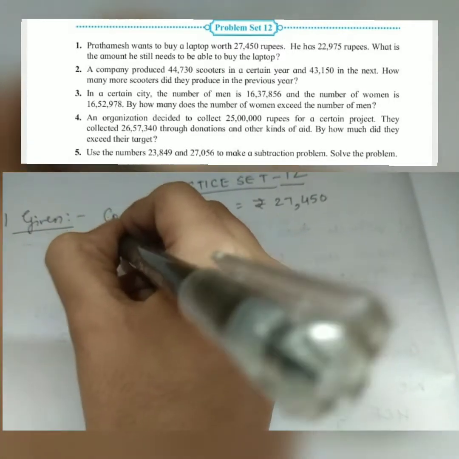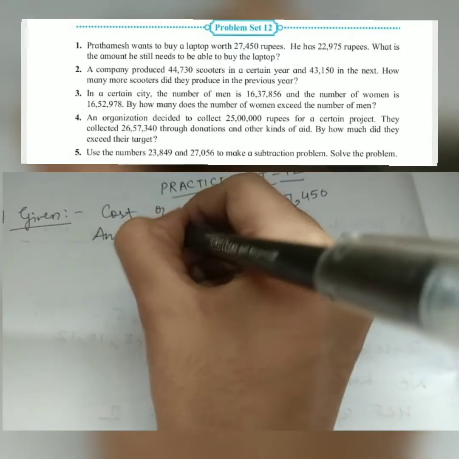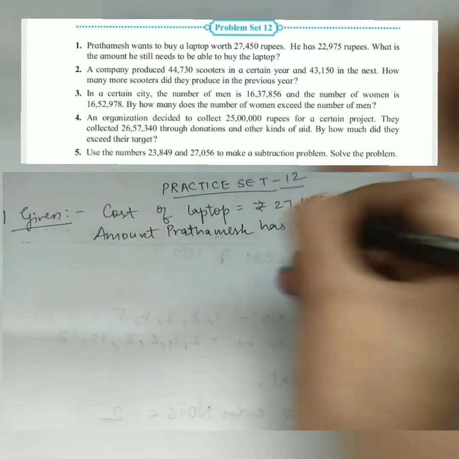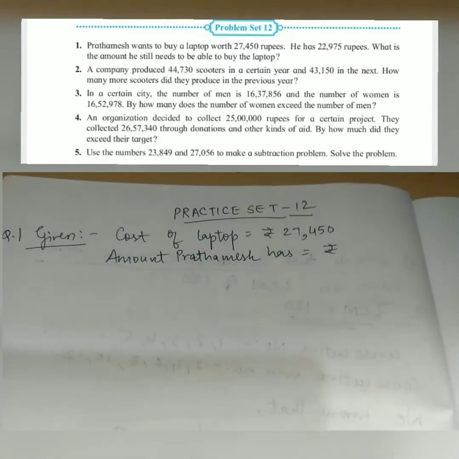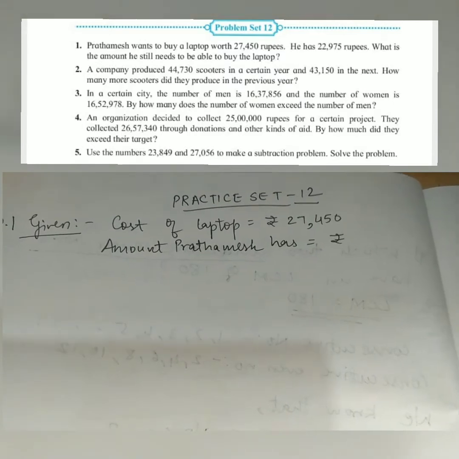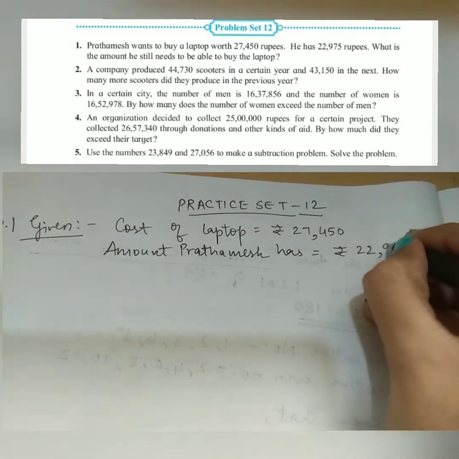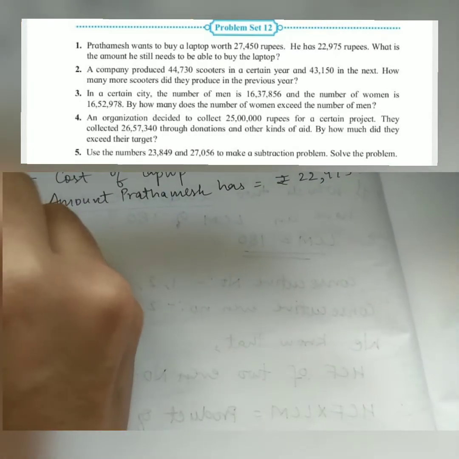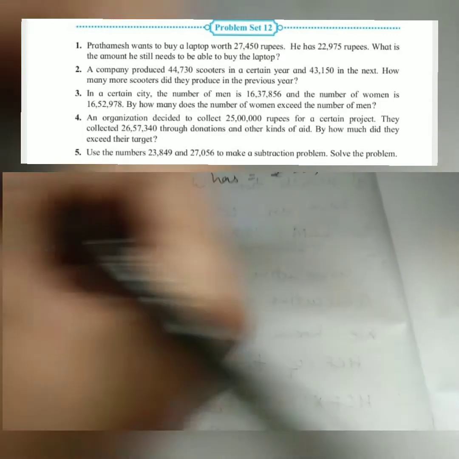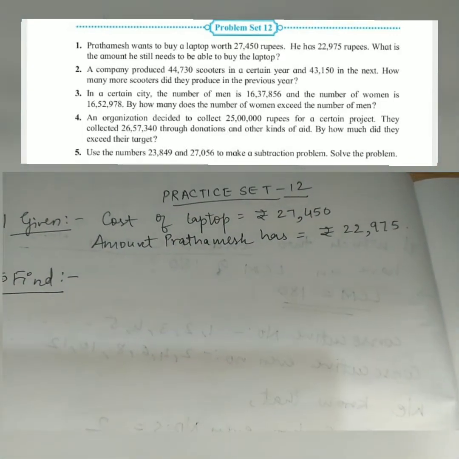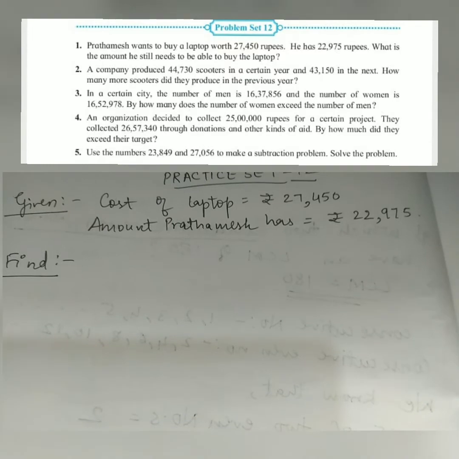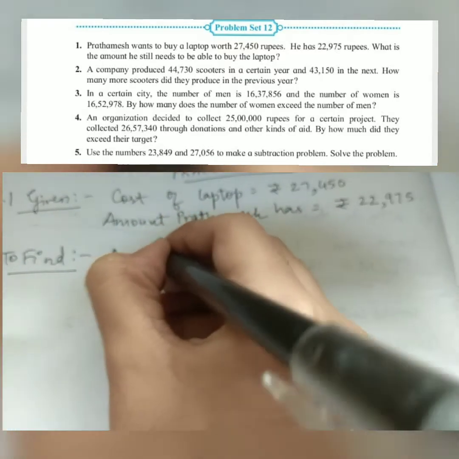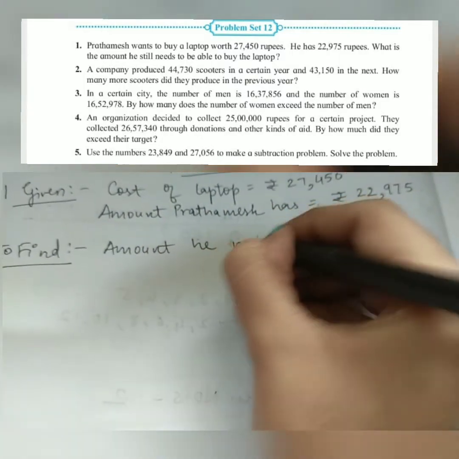Next, amount Prathamesh has. How much amount Prathamesh has? 22,975. To find, what we have to find? What is the amount he still needs to be able to buy the laptop? So we have to find amount he needs.